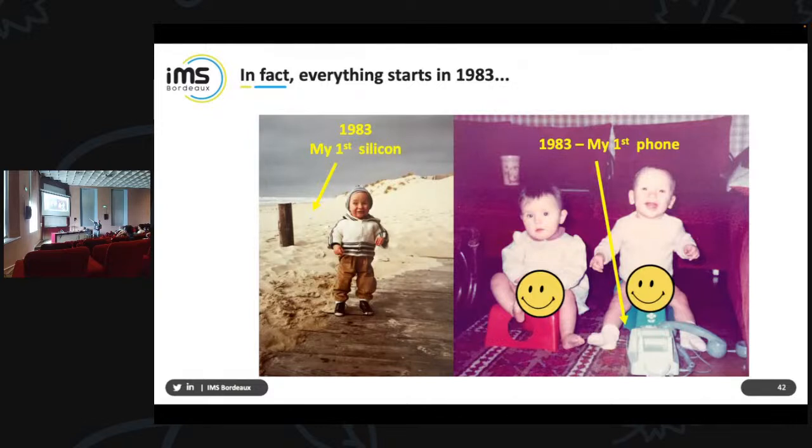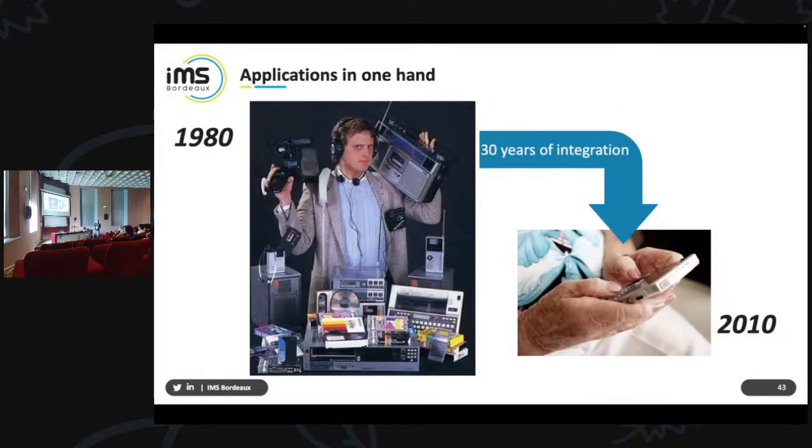1983, I was 1 year old, and this is the first time I met my first silicon. And that's true. It's two pictures. And on the right, at the same time, I met my very first phone. This is my twin sister. I have a twin sister. And then, as you can see, yes, the phone is exactly the one you have seen in a few slides before. So just to tell you that it's a whole story from the 80s.